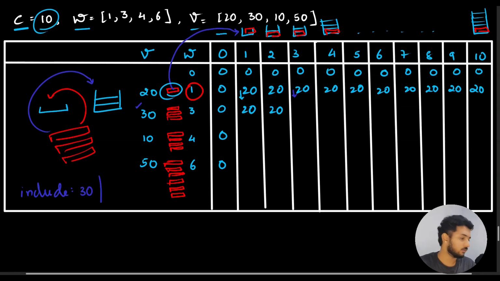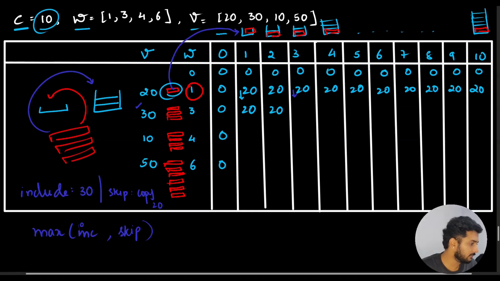So if not, so if I skip, then copy previous, and from this copy I'll be receiving 10. So we need to compute the maximum of include and skip, which means the copy of the previous cell. And what is the maximum? 30 is the maximum. Because 30 is the maximum, we are going to accommodate these new 3 blocks into these 3 block spaces.